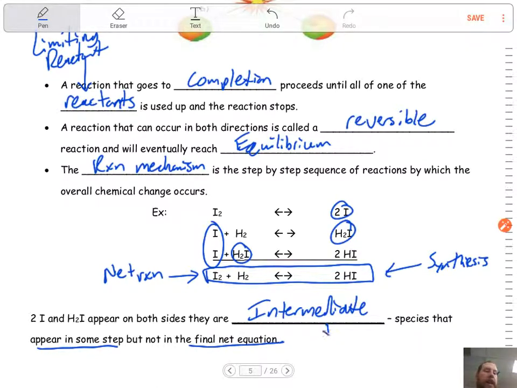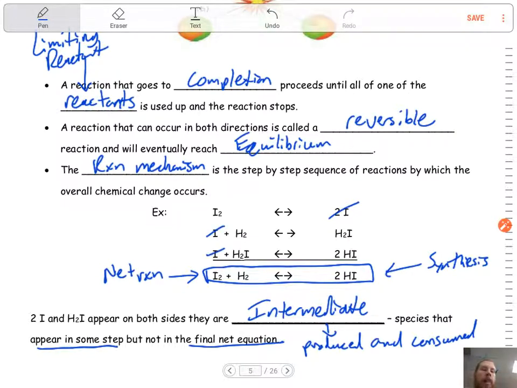Basically, guys, intermediates are produced and consumed in a reaction. They're produced for a short while, but then they are consumed again. So we produced 2 iodines, but they were used up. We had H2I, and it was used up. So that all in all, we only see I2 plus H2 yields 2HI. So keep that in mind as we go along.